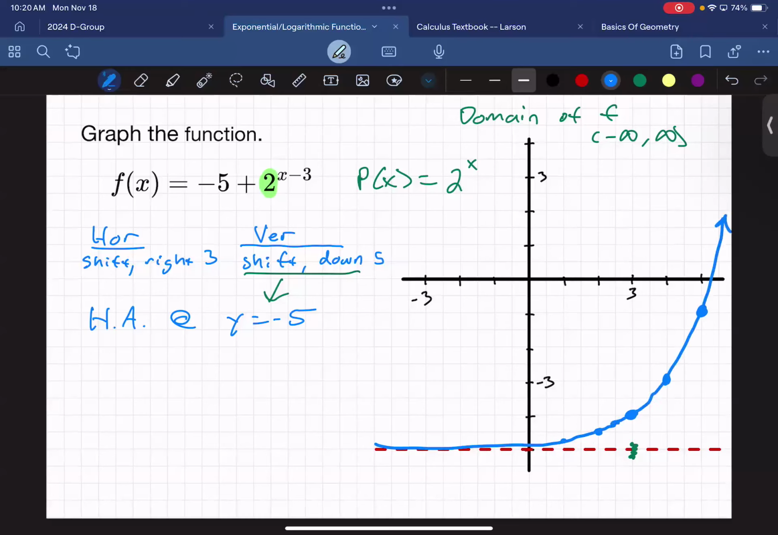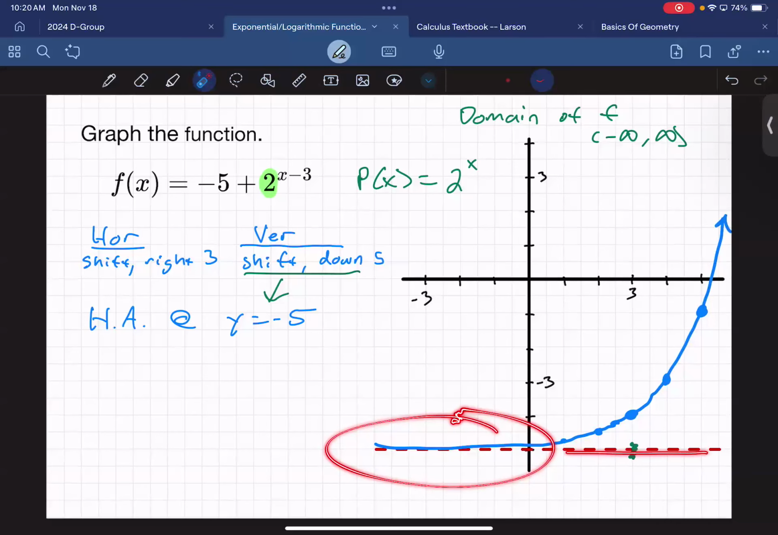Now, how does the horizontal asymptote help us? What's the end behavior over here? What's it going to approach? It approaches the horizontal asymptote. That's what it's for. Okay.